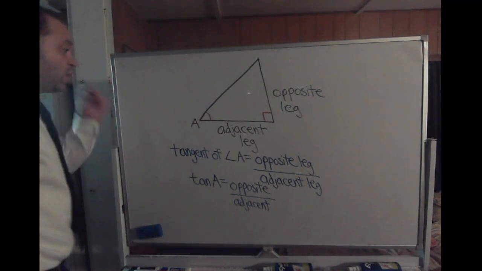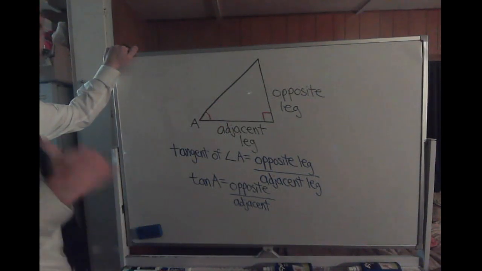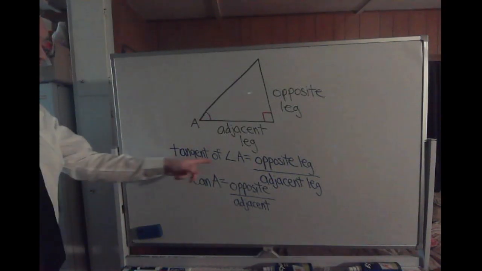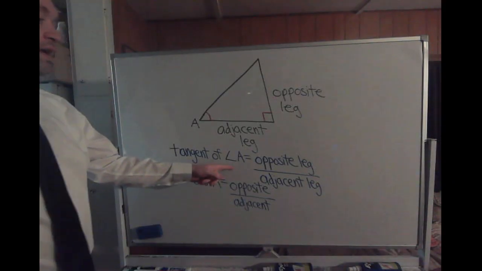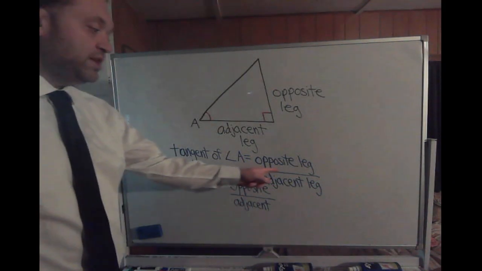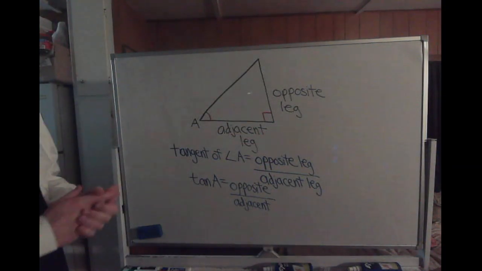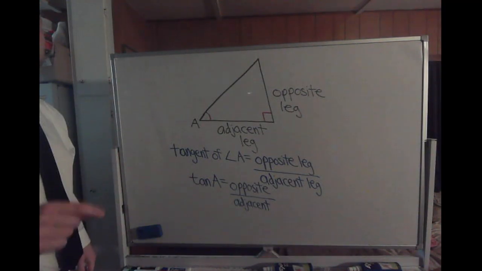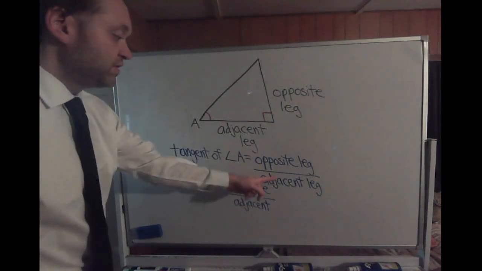So here you have a right triangle. Again, the trigonometry we're doing only pertains to right triangles. If you wanted to find the tangent of an angle, in this case the tangent of angle A, that's always equal to the opposite leg over the adjacent leg. You never factor in the hypotenuse for tangents. When we get to sine and cosine, you will, but for tangents, it's only the opposite leg over the adjacent leg.